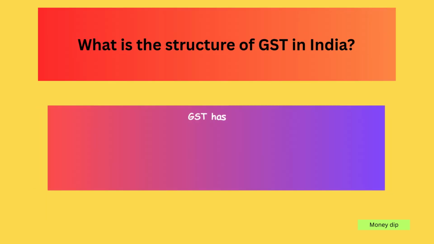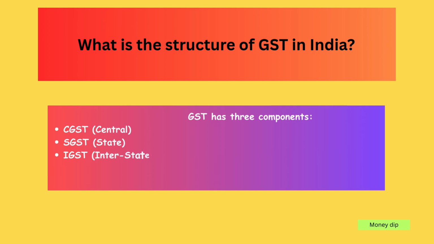What is the structure of GST in India? Answer. GST has three components: CGST (Central), SGST (State), IGST (Interstate). Depending on transaction type, one or more apply.